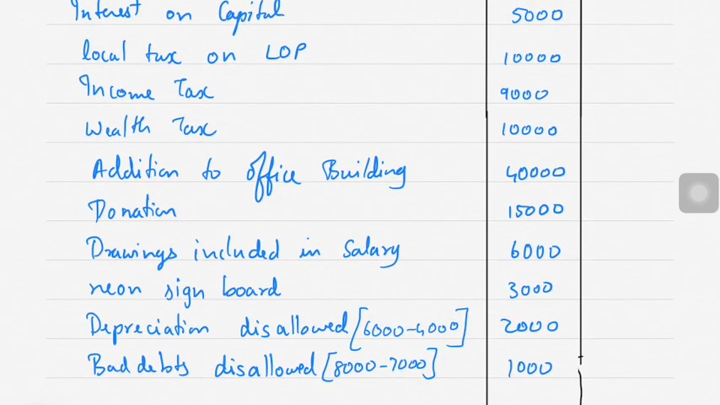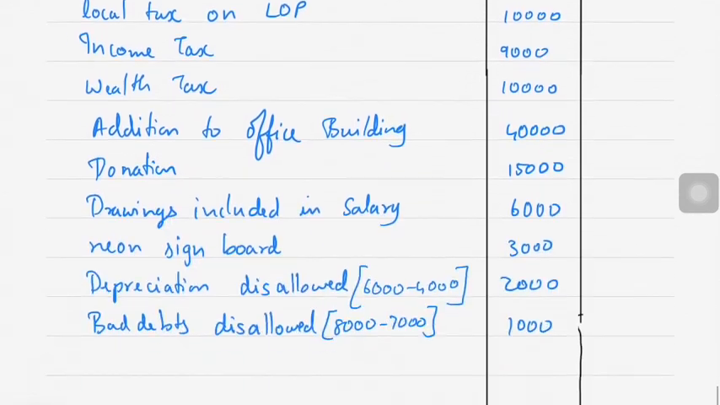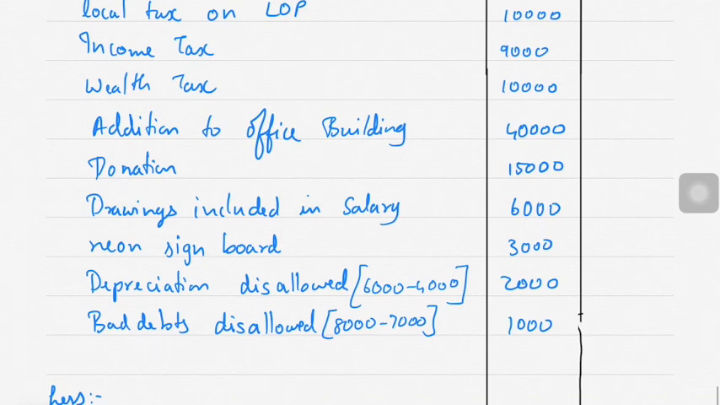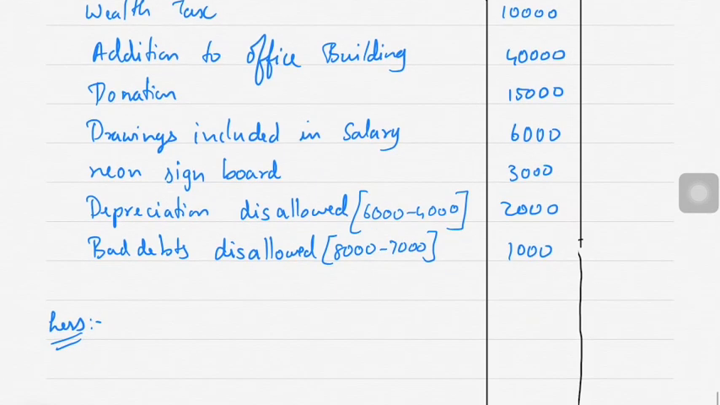So I think only these many items are there to add. Now let's see what else to subtract. So subtract income to be treated separately.